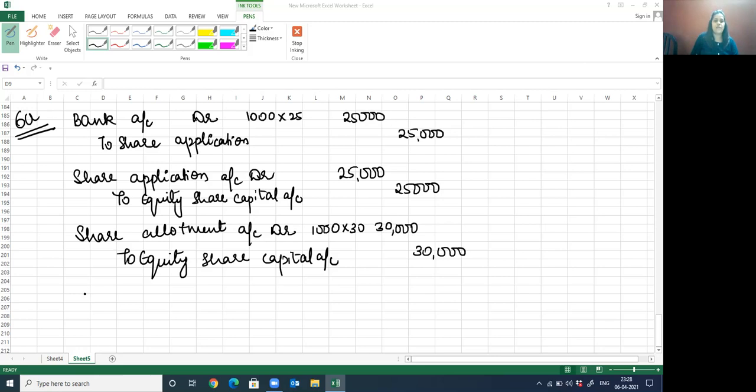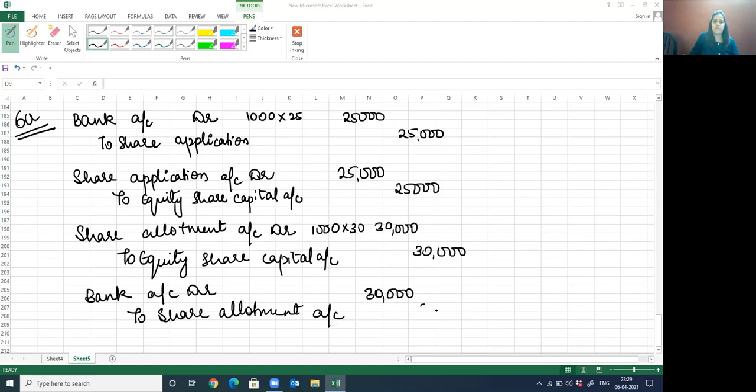Okay. So next you will receive allotment money. So bank account debit to share allotment account 30,000. Okay. Now next main entry.